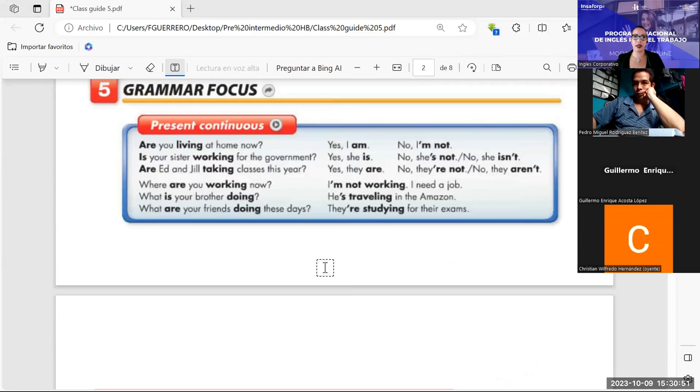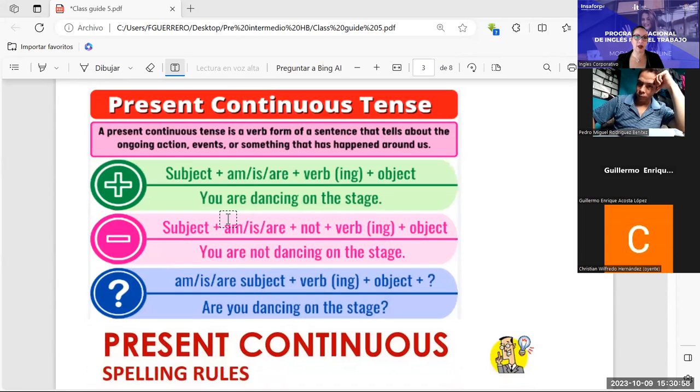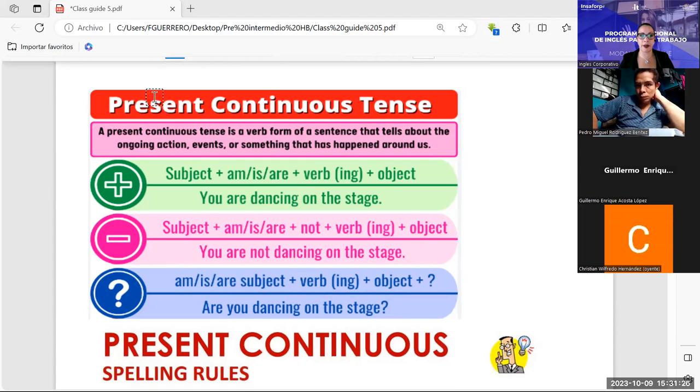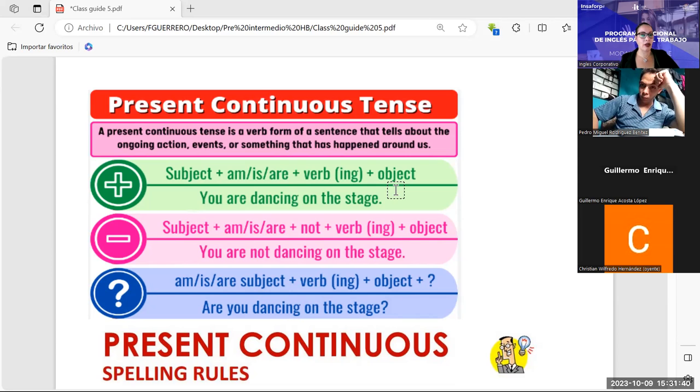Bien, ya escuchamos aquí el grammar focus del present continuous y acá tienen un cuadrito como para recordar cuál es la estructura. Decimos que el present continuous tense is a verb form that tells about ongoing actions, events, or something that has happened around us. Es para hablar de cosas que están sucediendo en el momento o en esos días, ¿verdad? La oración afirmativa se utiliza primero sujeto, luego una forma del verbo to be, llámese am, is, are, dependiendo del sujeto, luego el verbo principal al cual le agregamos ing y luego un complemento.